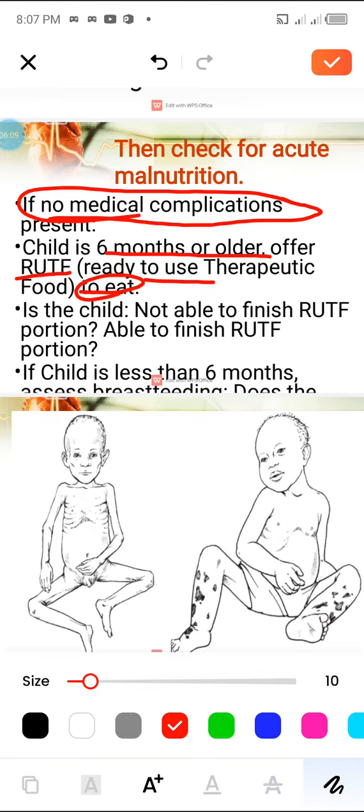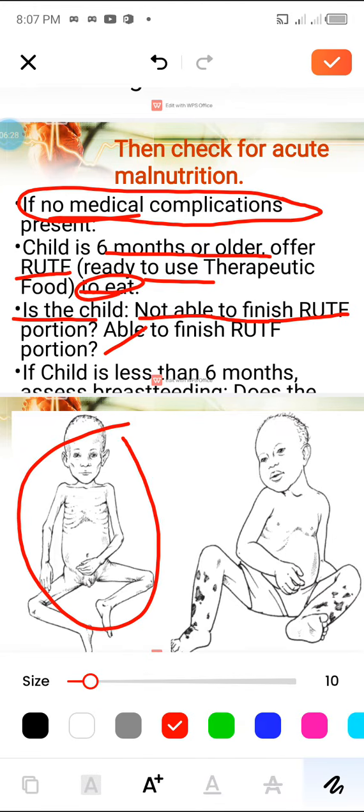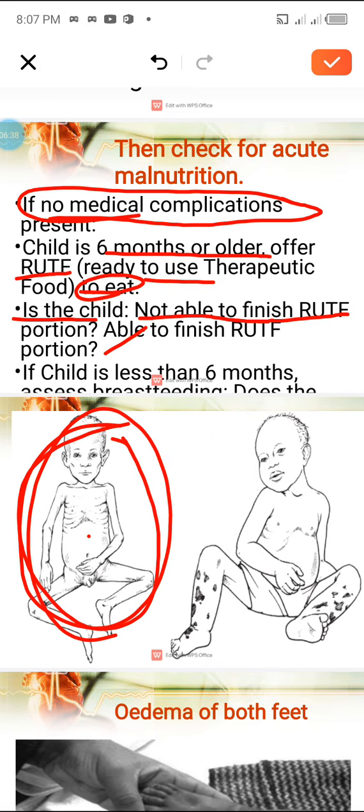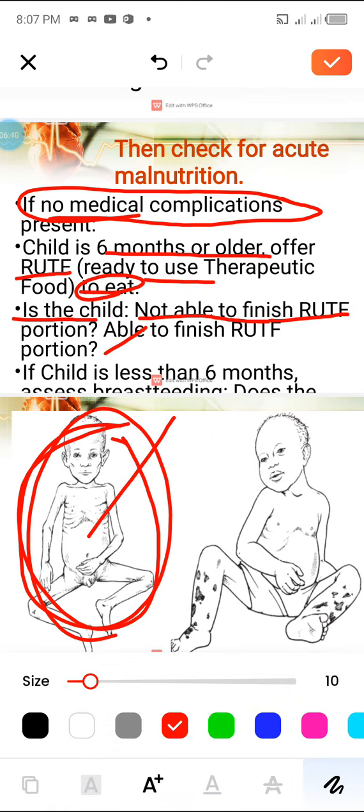so if they're able to finish, meaning that's good. But if they are not able to finish a portion of RUTF, meaning that this child is also having acute malnutrition. Okay, that's what we have here. So if you look at this child who's smaller, this is a child who's having malnutrition, but what are they lacking? They're lacking carbohydrates. Okay, so this should be marasmus because they're lacking carbohydrate.